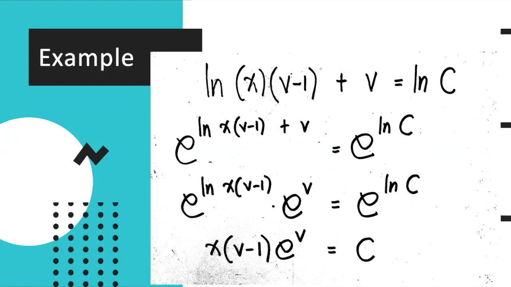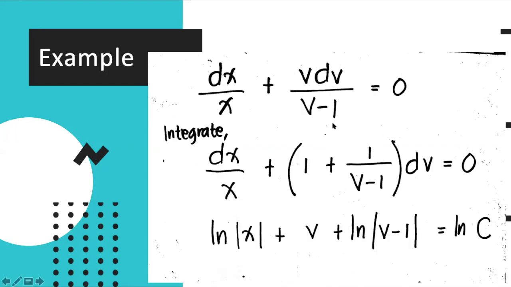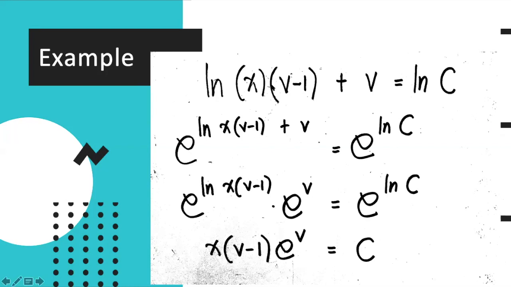Okay, so having written this, yung property kanina, guys, going back here. So ln of x plus ln of v, you can combine them. So yung product na property, so naging x times v minus 1 plus v equal to ln of c.